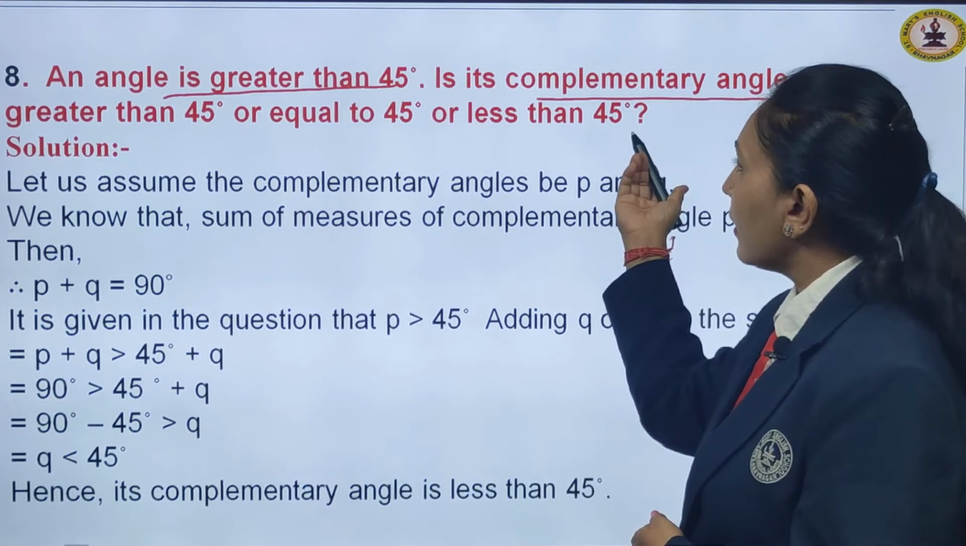Okay, what is next? Is angle 1 vertically opposite of angle 4? Children, you can see here that angle 1 and angle 4 are vertically opposite angles. Why? Because they are formed by the intersection of two straight lines here. So this angle 1 and angle 4 are vertically opposite angles.